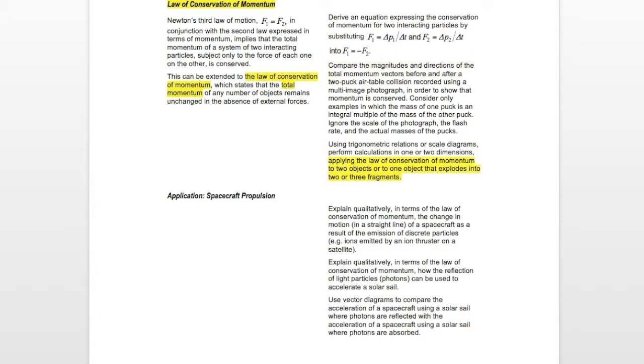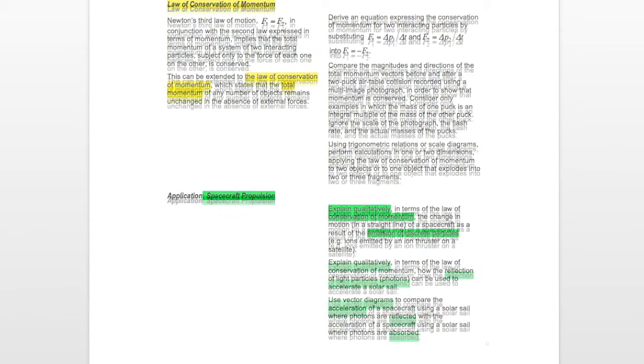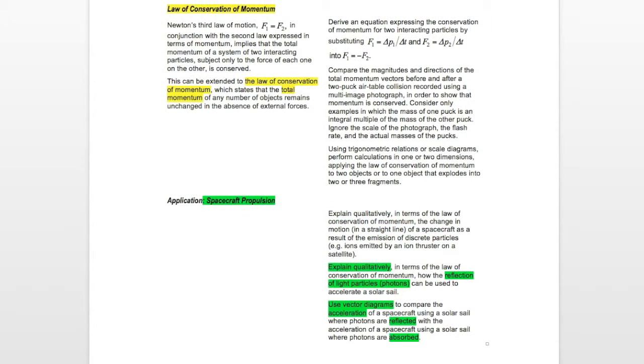The second type of problem involves an explosion. We will use the conservation of momentum to describe the motion of the fragments after the explosion. Finally, we will use conservation of momentum to describe the motion of spacecraft. In our first example, we will look at the emission of discrete particles. Finally, we will look at how the reflection of light particles or photons can be used to accelerate a solar sail, and then compare that acceleration to one produced where the photons are absorbed.